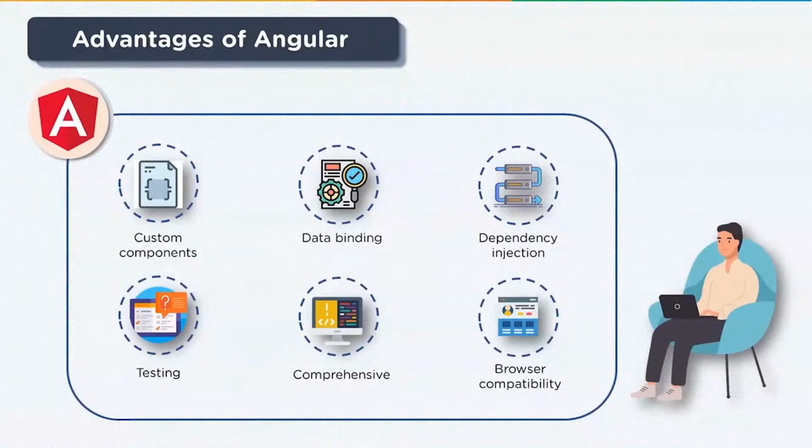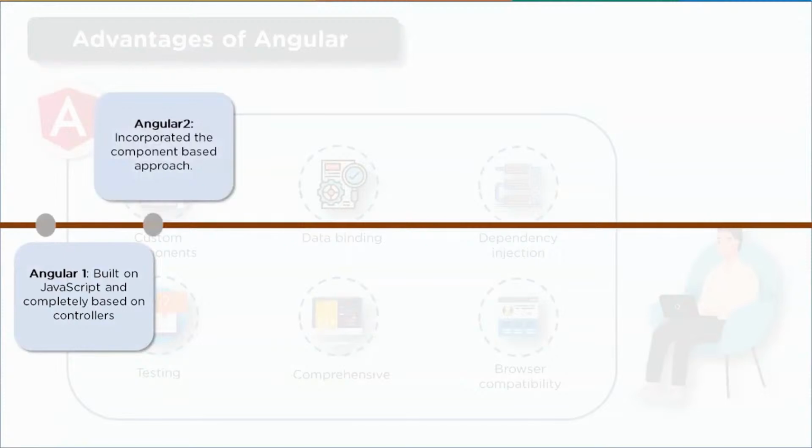Now, many versions of Angular have been released ever since its inception. All of these versions have added to the efficient working of the framework. Here are the different versions released. First up was Angular 1. It was built on JavaScript and completely based on controllers. Next release was Angular 2. Now, this incorporated the component-based approach, wherein the entire UI was divided into several components and lastly integrated to give the final logic.